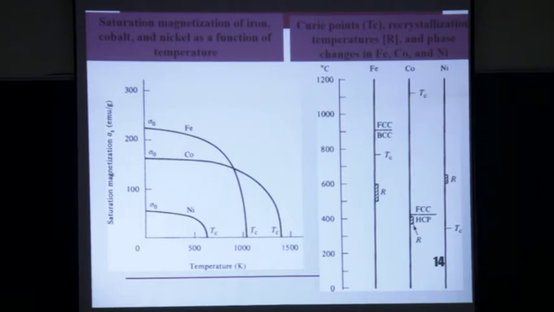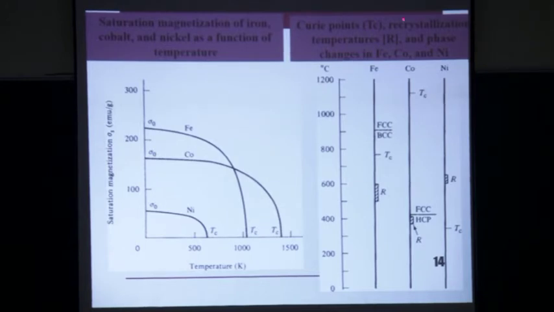In the case of cobalt, the material is magnetic in the HCP crystal structure. It is also magnetic in the FCC crystal structure because the TC is over here. The FCC HCP transformation is over here. So what is the R indicating? R is recrystallization. I'll come to that. Then in the case of nickel, there is no phase transformation in the crystal structure. So TC is somewhere here.